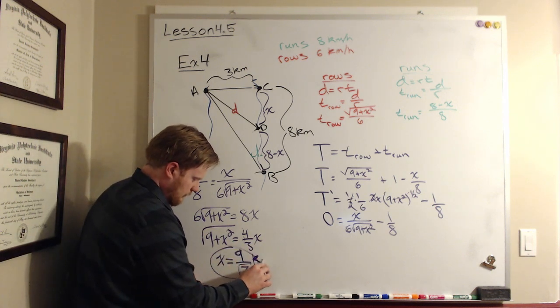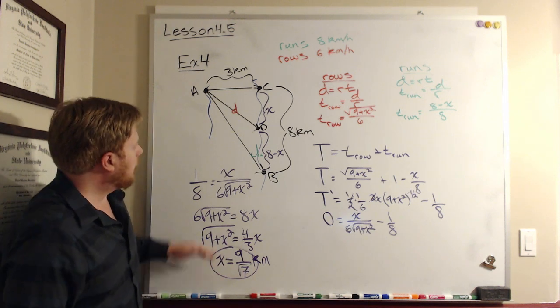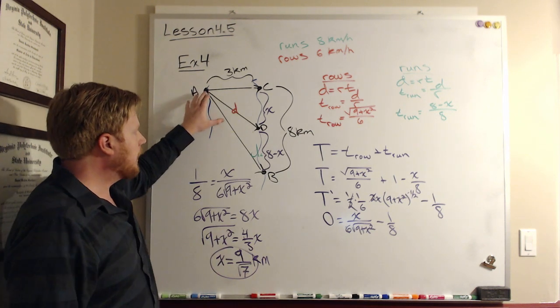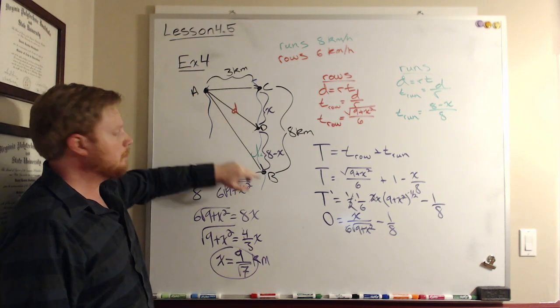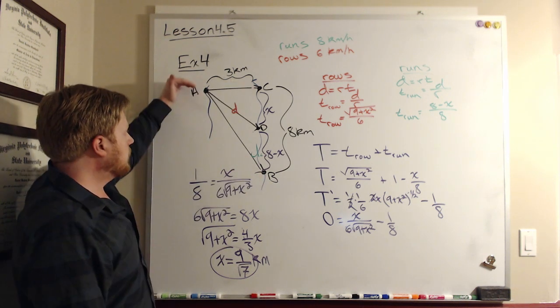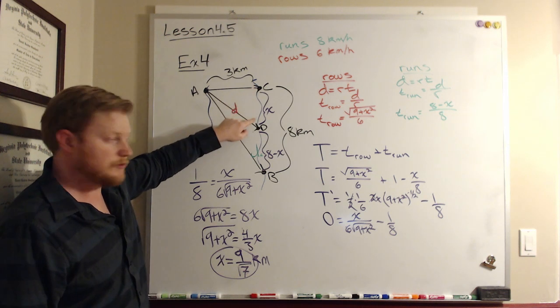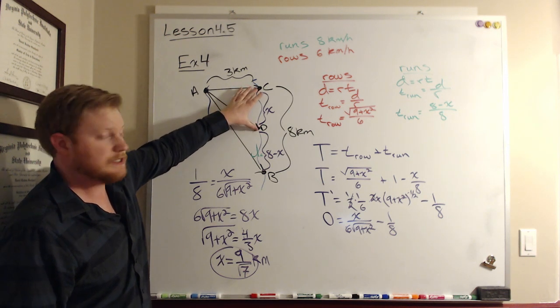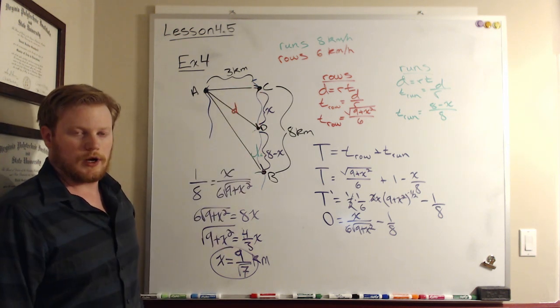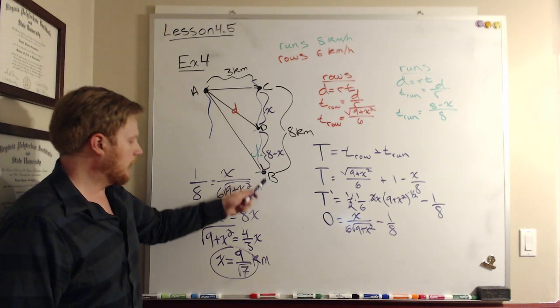So let's wrap that up. What does that mean? That means in order to minimize the time it takes for this man to get from A to B, through a combination of rowing and running, he needs to row to a point D that is 9 over the square root of 7 kilometers away from C and then run the rest of the way. That will minimize the time it takes him to get from A to B.